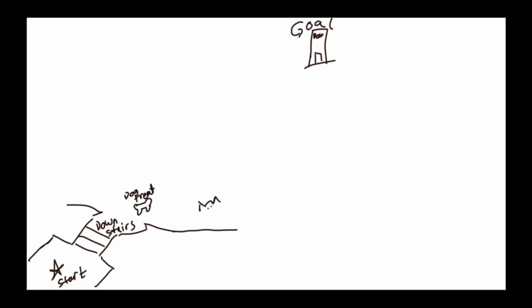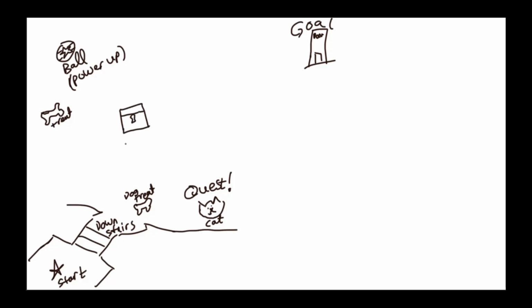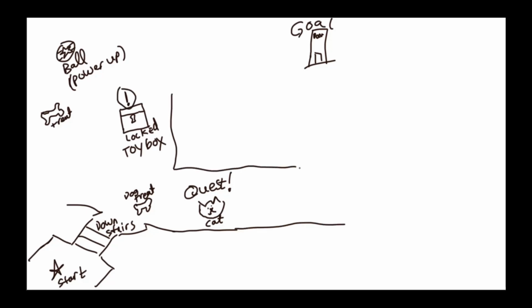I also want to have a cat that's going to give them a quest to find the cat toy. I remember also in my brainstorm having a bouncy ball, and maybe this can be something that can act as a power-up. Then I'll just continue filling in the space with different things for the player to do. Maybe I have a locked toy box that the player needs to find a key for. And along the way, I'm going to draw extra lines for walls to create sort of hallways.